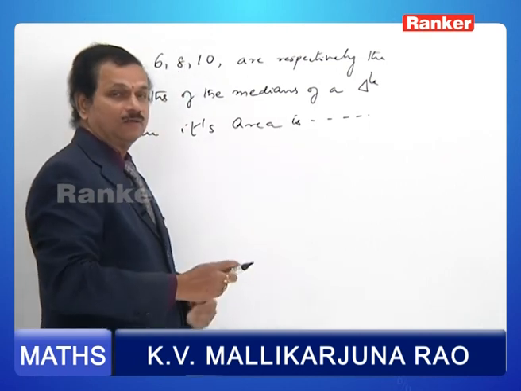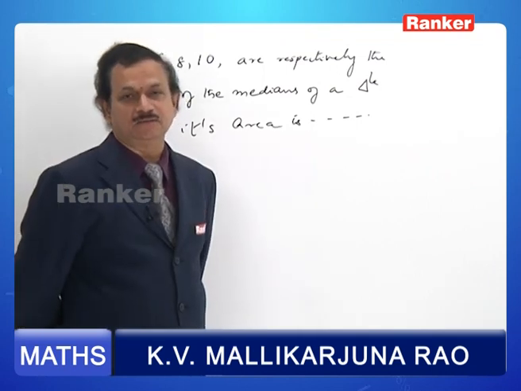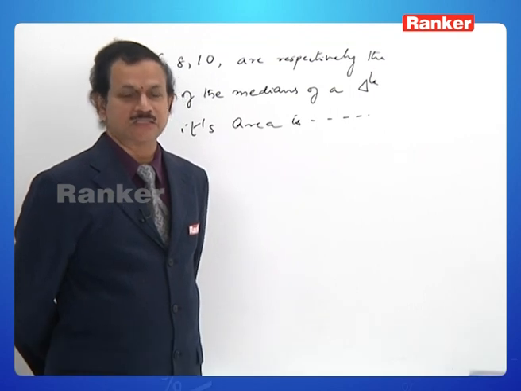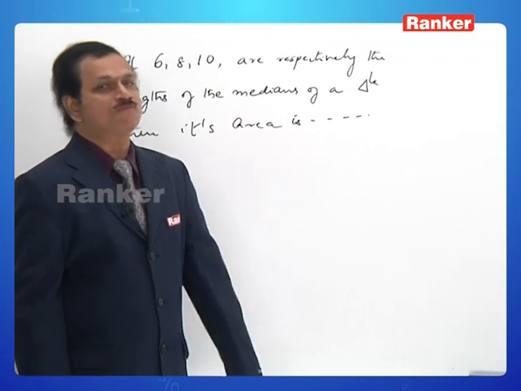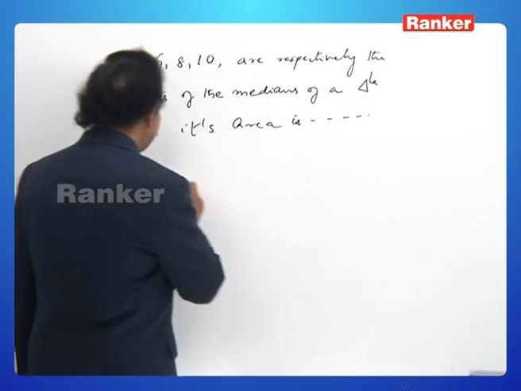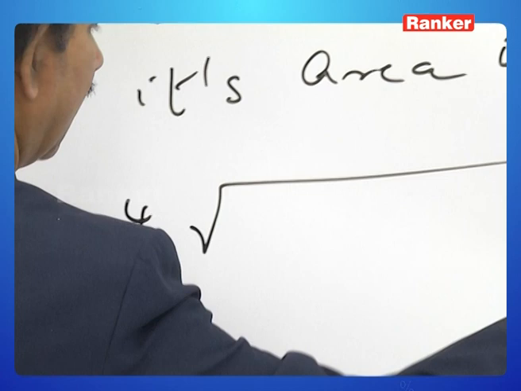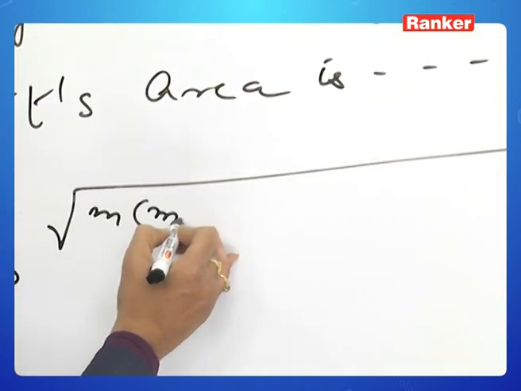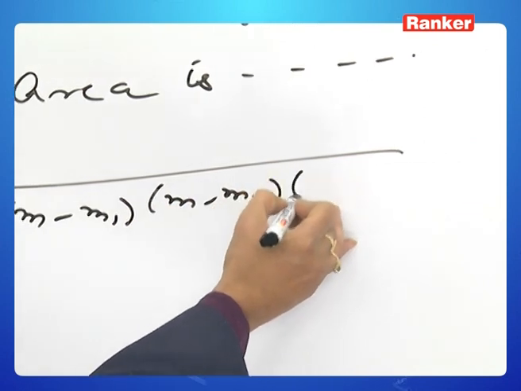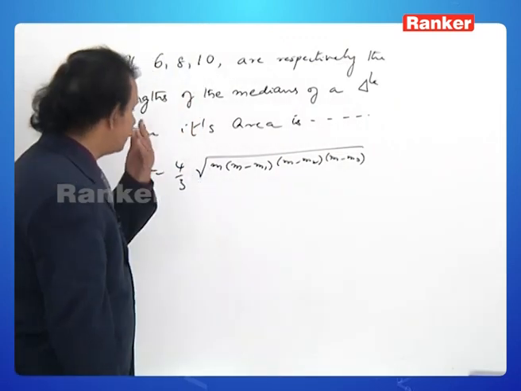Yes, you see, one thing you may have to recollect. Area of a triangle is root of s into s minus a into s minus b into s minus c, where s is a plus b plus c by 2. If m1, m2, m3 are the medians, you please recollect the formula: delta is equal to 4 by 3 into root of m into m minus m1 into m minus m2 into m minus m3, where m is m1 plus m2 plus m3 by 2.